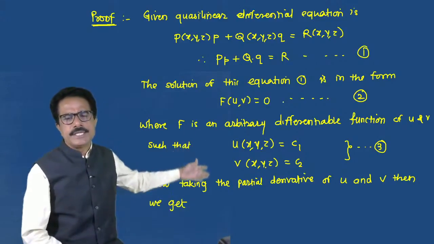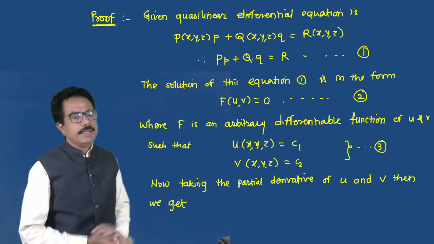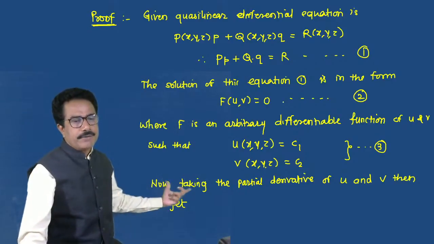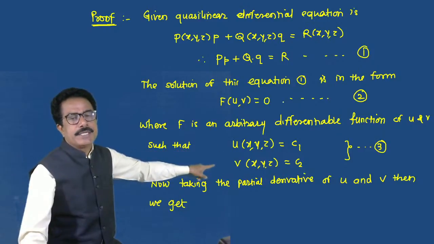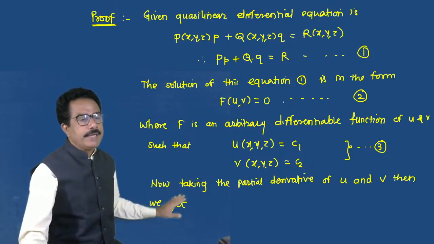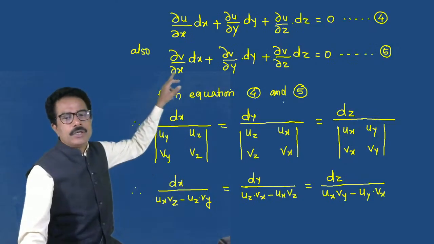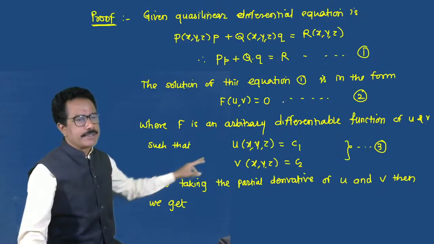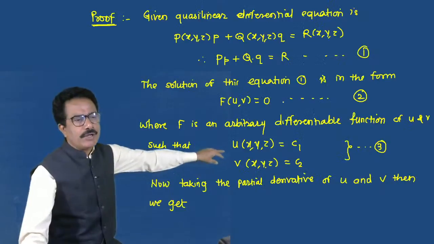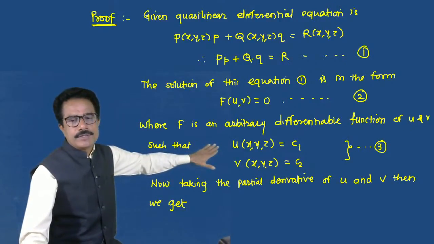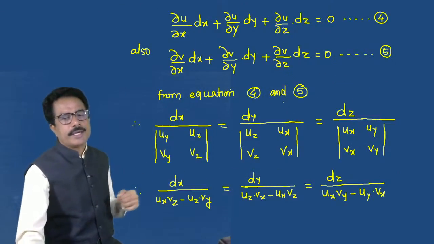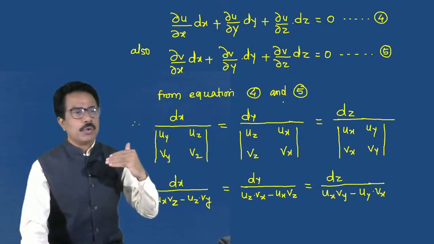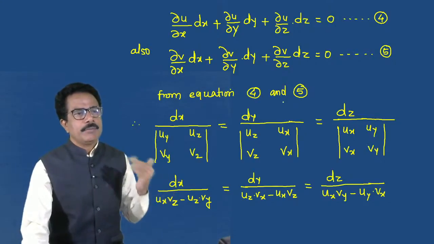Now we have to prove this result according to this condition. So now taking the partial derivative of u and v, we will get, see this, ∂u/∂x into dx. u is a function of x, y, z, so we have to differentiate this partially with respect to x, y, z. Then we can write ∂u/∂x into dx plus ∂u/∂y into dy plus ∂u/∂z into dz, which is equal to 0.